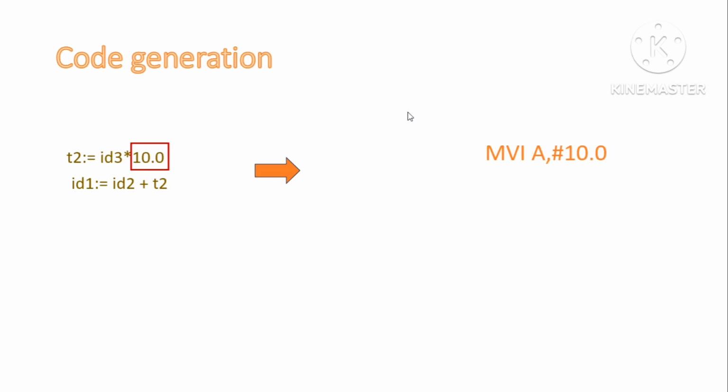Now when we take the first instruction, there is another operand called ID3. Now this ID3 has to be moved to another register. So now I just write MOV B comma ID3. Now A is having 10.0 and B is having ID3. Now what we have to do with this instruction? ID3 should be multiplied with 10.0 and that result has to be stored. Isn't it? Now A and B have to be multiplied.